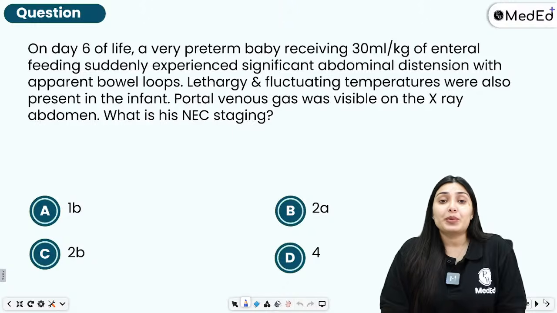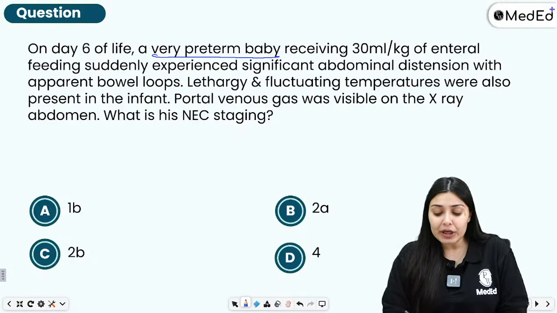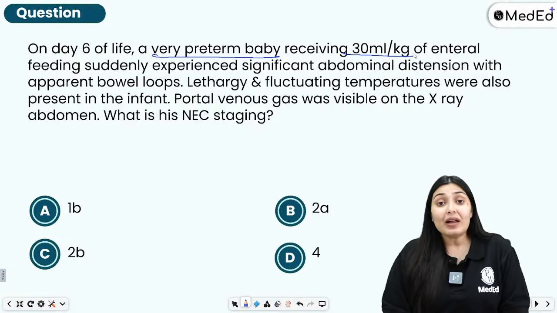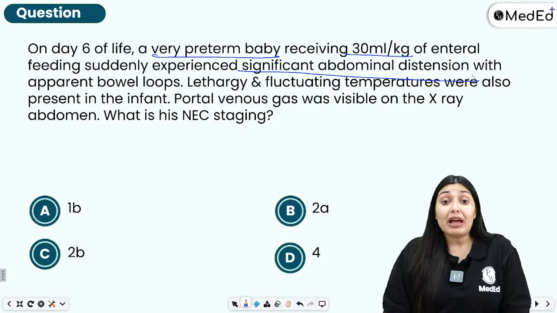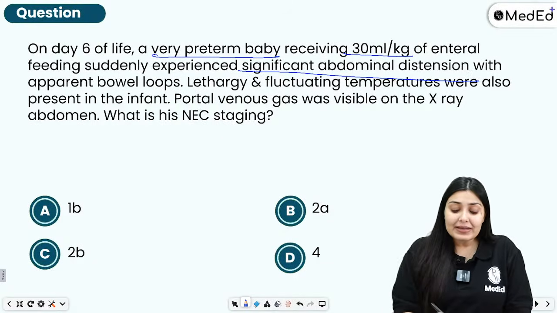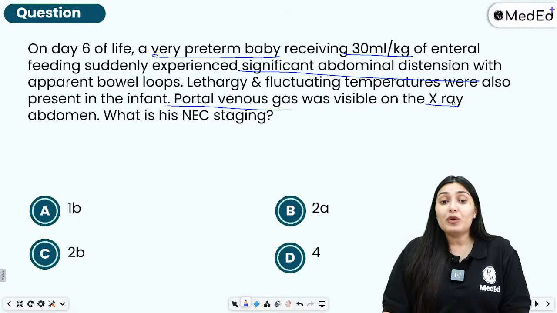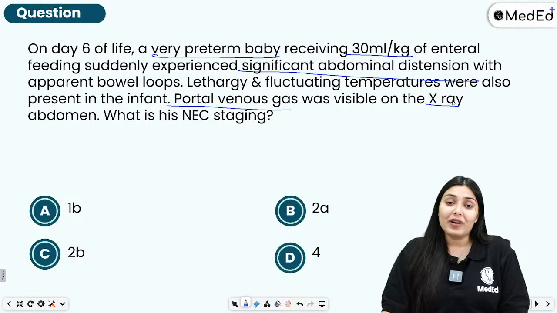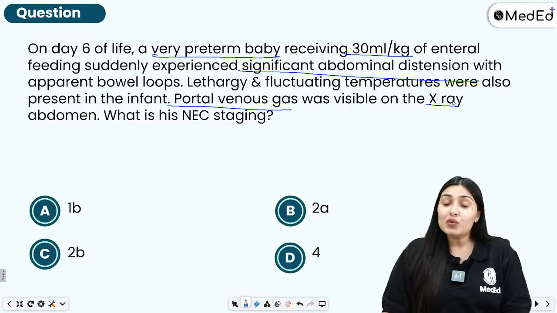Moving to the next question. On day 6 of life, a very preterm baby is receiving 30 ml per kg of enteral feeds. Suddenly, this child developed significant abdominal distension with apparent bowel loops. There is lethargy, fluctuating temperatures, and portal venous gas is visible on the X-ray of the abdomen. What would be the NEC staging over here? Options we have are 1B, 2A, 2B, 4.